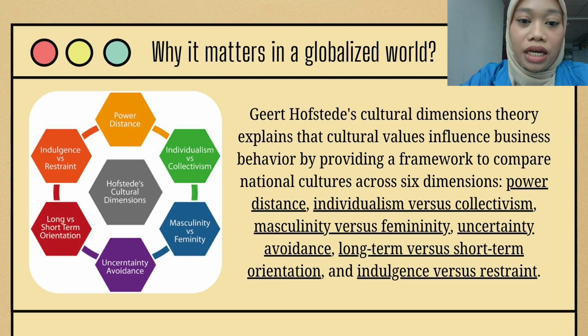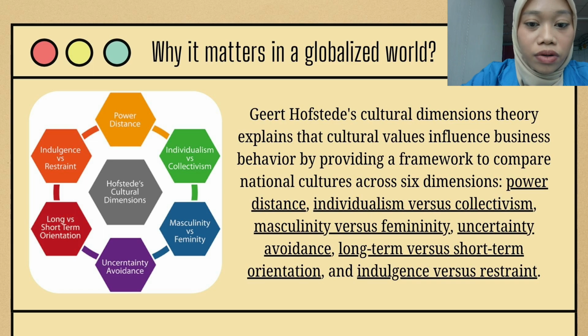Now for this slide, before we chose the expert Ting-Toomey, and now this is Geert Hofstede's idea and why it matters in a globalized world. Geert Hofstede's cultural dimension theory explained that cultural values influence business behavior by providing a framework to compare national cultures across 6 dimensions. First, power distance, individualism versus collectivism, masculinity versus femininity, uncertainty avoidance, long-term versus short-term orientation, and indulgence versus restraint. As you can see in the picture, that is the image of the 6 dimensions from Geert Hofstede.